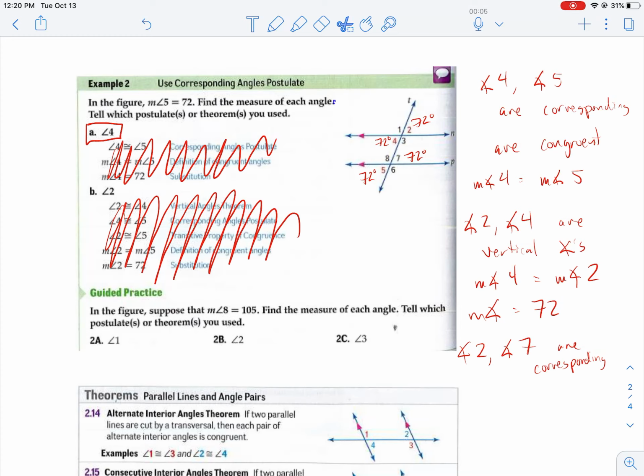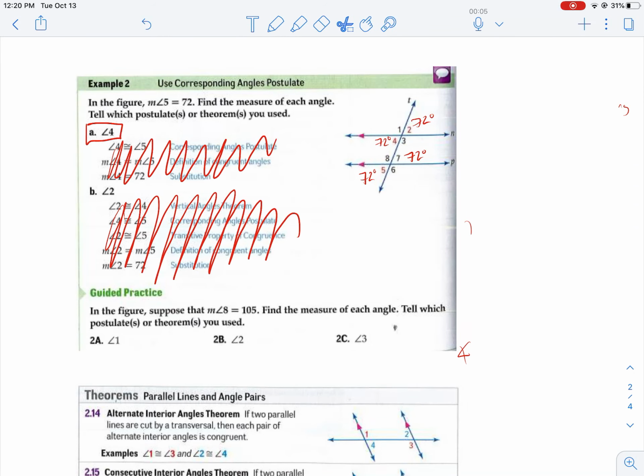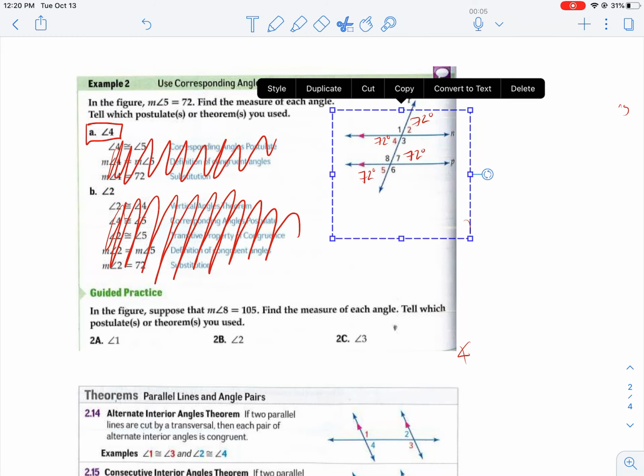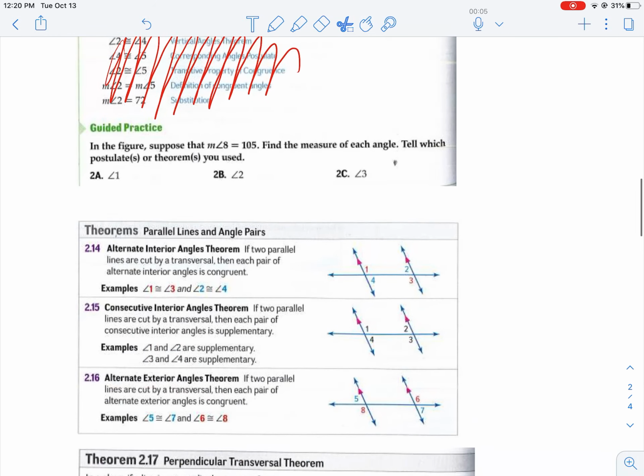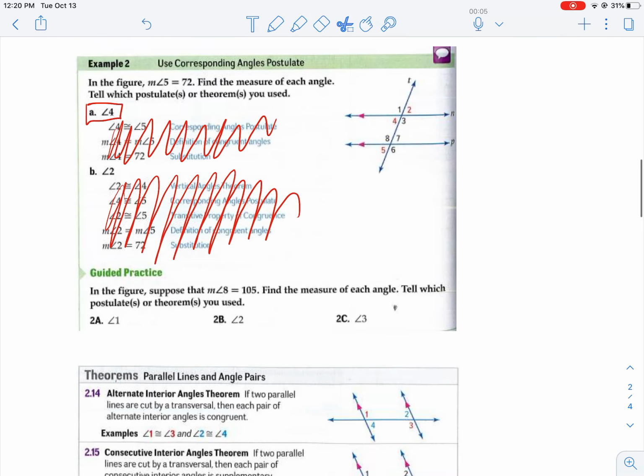Okay, let's try the guided practice here. So in the guided practice, it says in the figure, so we're still using the same figure, just to kind of change the numbers. Measure of angle 8 is 105. Find the measure of each angle, tell which postulate or theorem you used. Okay, so angle 1. Well, angle 1 and angle 8 are what we call corresponding. So therefore, angle 1 is 105 degrees.